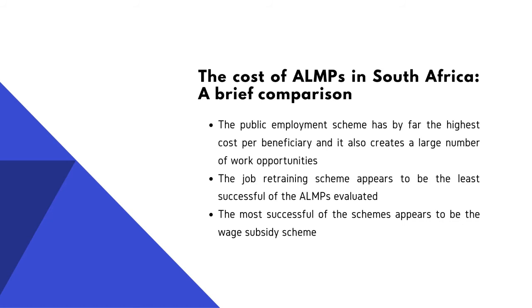The public employment scheme has by far the highest cost per beneficiary, and it also creates a large number of work opportunities. Furthermore, the job retraining scheme appears to be the least successful of the ALMPs evaluated. On the other hand, the most successful of the schemes appears to be the wage subsidy scheme.